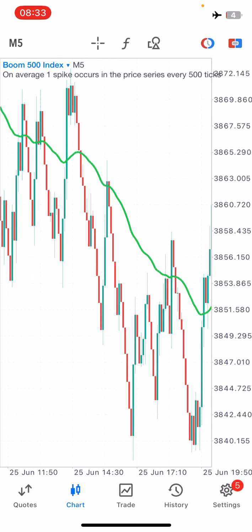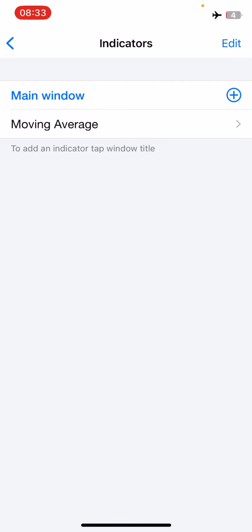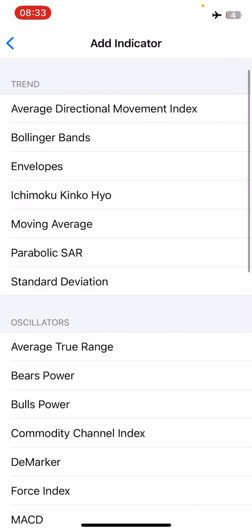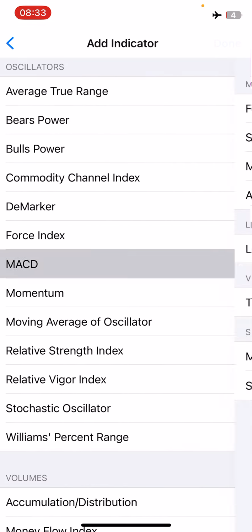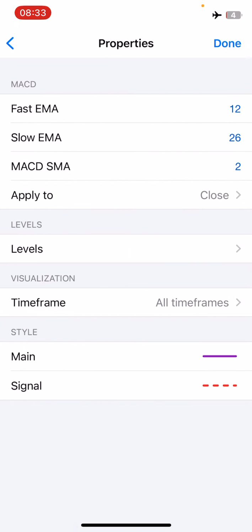The next and final indicator is going to be the MACD. So going back to indicators, we're going to look for the MACD, which is right here, and this MACD is going to have the following properties. We've got a fast EMA of 12, a slow EMA of 26, a MACD SMA of 2, and apply to close.